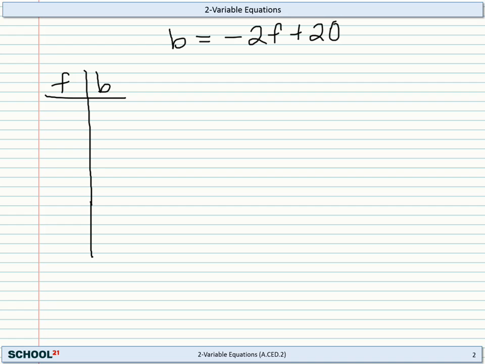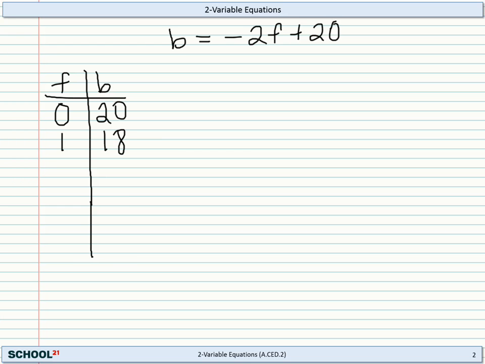For instance, if we say we're going to have 0 flower arrangements, then if you put 0 in for F up here, well, negative 2 times 0 is just 0, so B will just equal the 20. So we can go ahead and write that into our table. Now what if we just wanted 1 flower arrangement? Well, 1 flower arrangement here would make this term negative 2. Negative 2 plus 20 would just be 18. So we can put those values in here. 1 and 18. Go ahead and get that right.